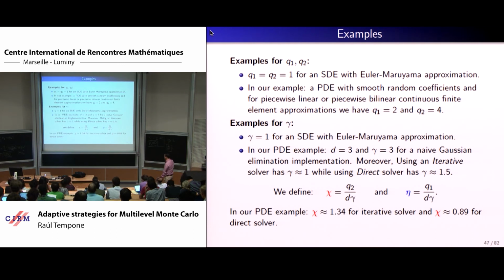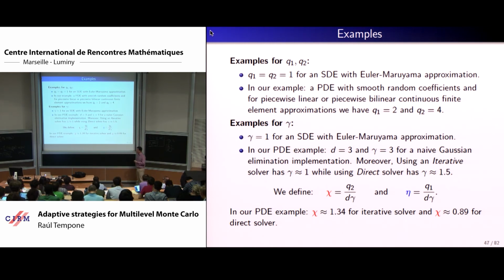So two useful quantities here are the quotient between the strong convergence and the explosion of the work, that is chi, and eta, the quotient between the weak convergence rate and the explosion of the work. Of course, the best case for multilevel Monte Carlo is when chi is larger than 1. The limit case is chi equal to 1, and then there is only a sort of algebraic improvement with respect to Monte Carlo when chi is less than 1. All right?